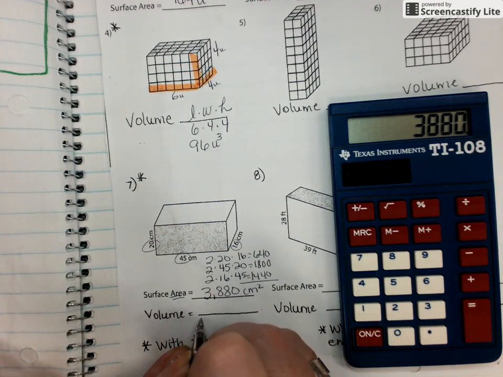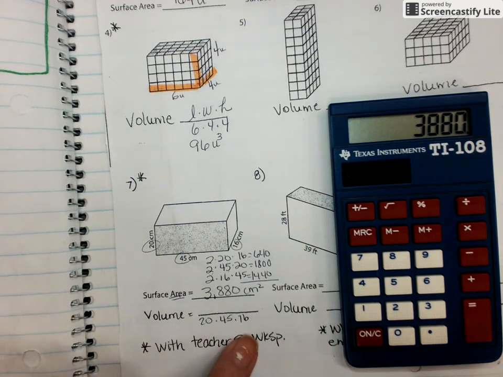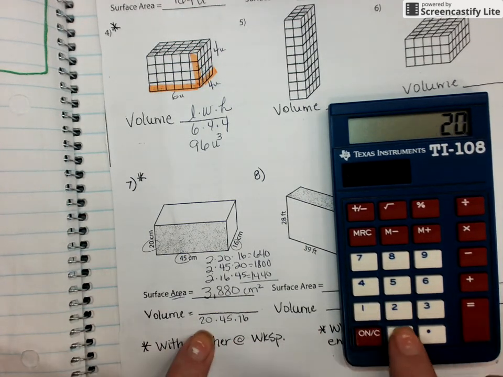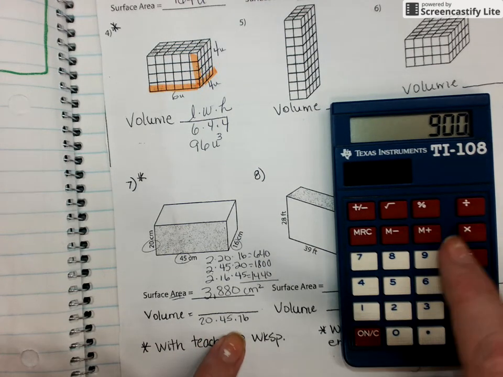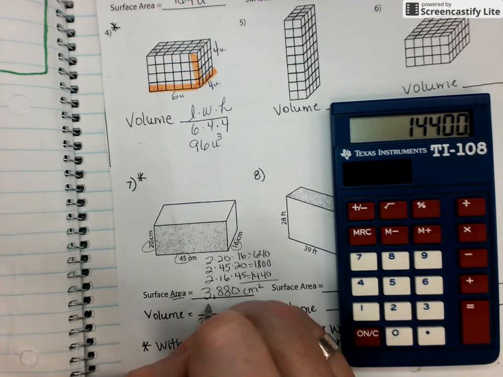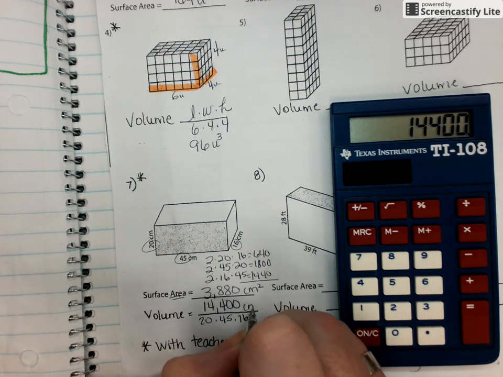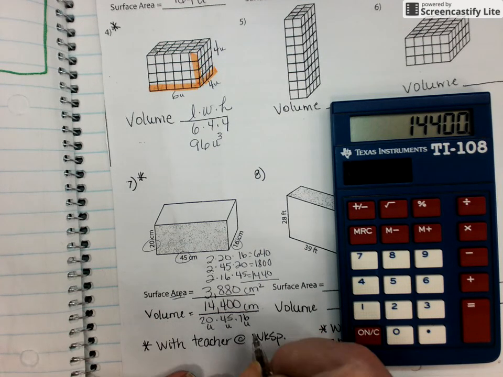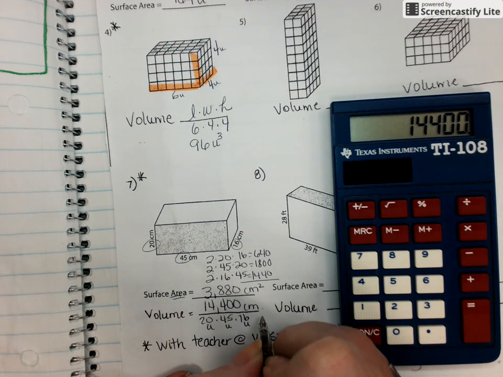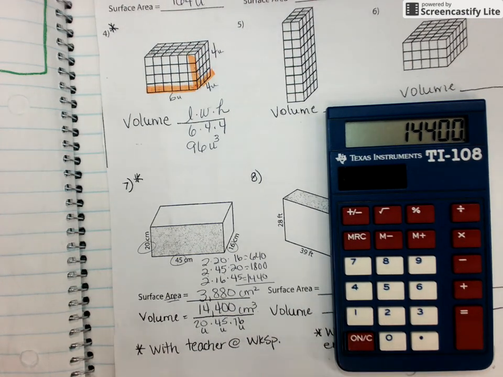Volume is a lot easier. 20 times 45 times 16. You just multiply the three numbers out. So 20 times 45, we know is 900. And then that times 16 is 14,400. And because we did units times units times units, we know that it's going to be centimeters cubed, because it's really centimeters times centimeters times centimeters.